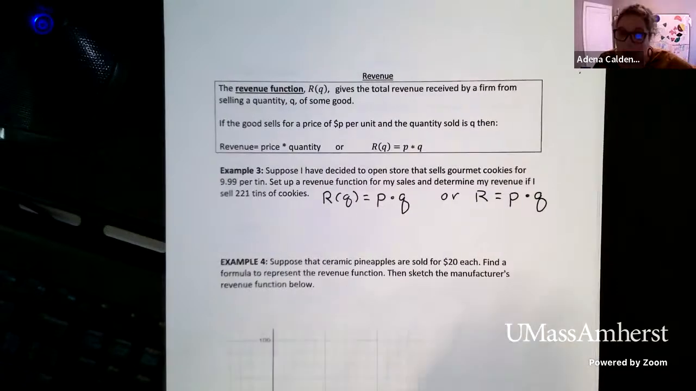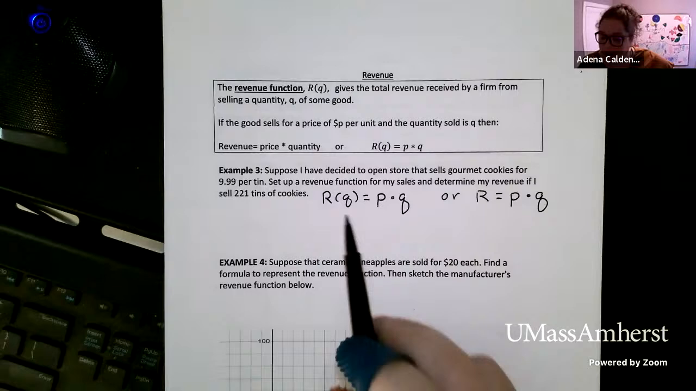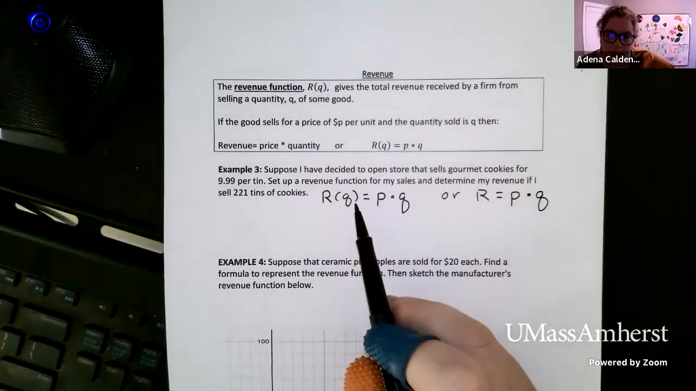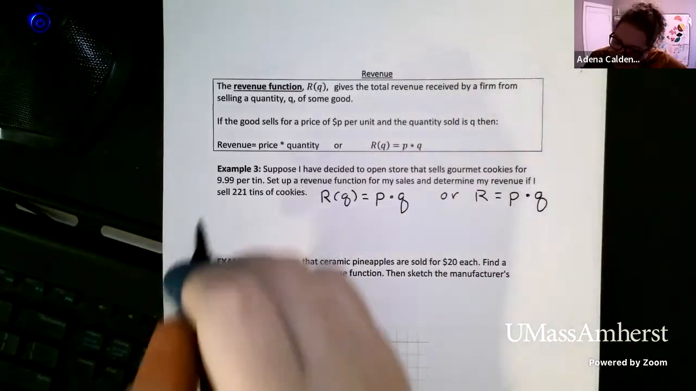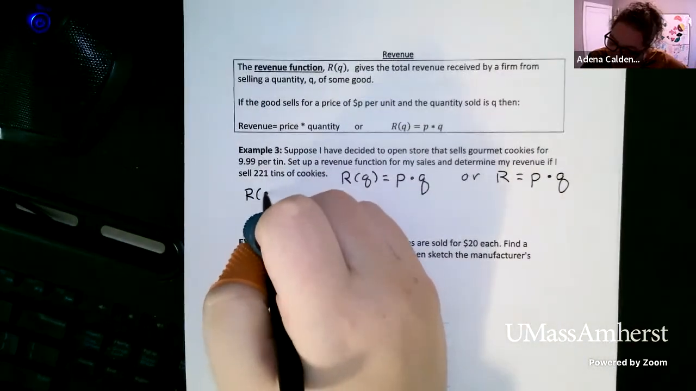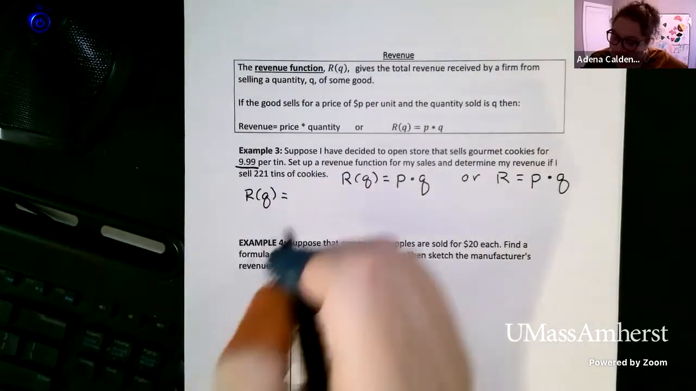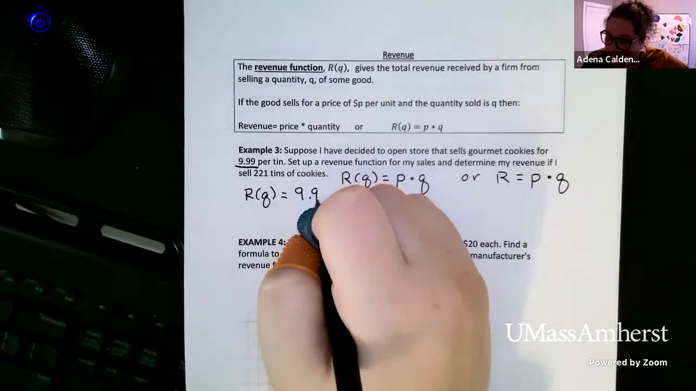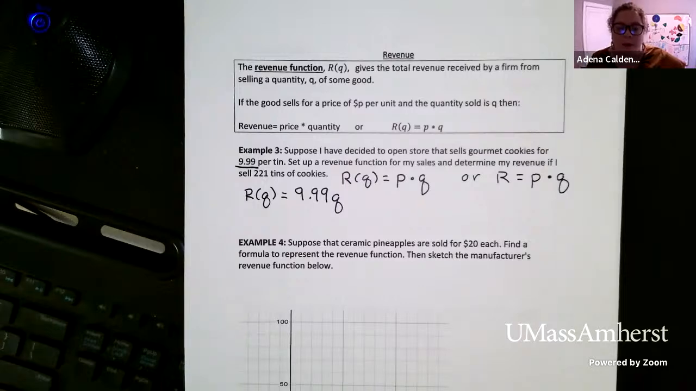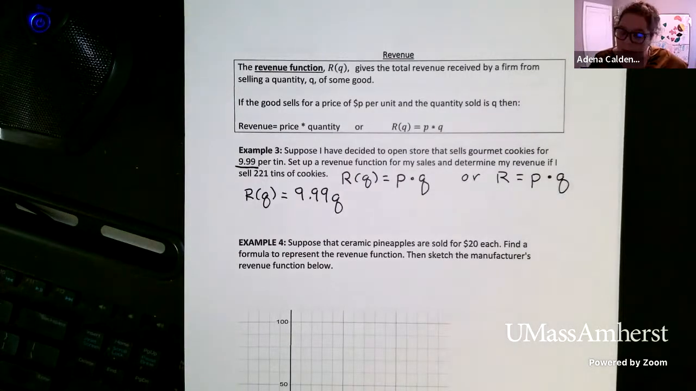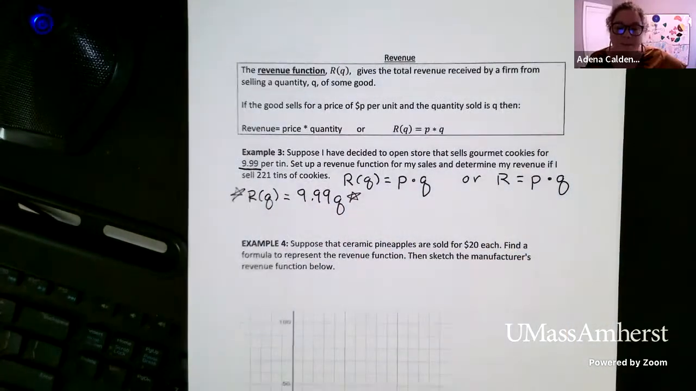Okay, so when we talk about revenue, we know that revenue equals price times quantity. So you'll either see this written as R of Q equals P times Q or R equals P times Q. They mean the same thing. And so here, if we want to apply what's happening in this problem, the price that we're selling them for is $9.99. So we have $9.99 times Q. So we bring in $9.99 for every tin that we sell. This is our sort of overarching revenue function.